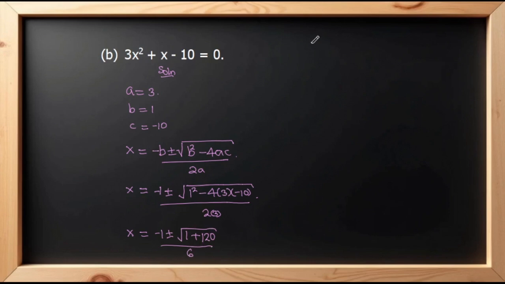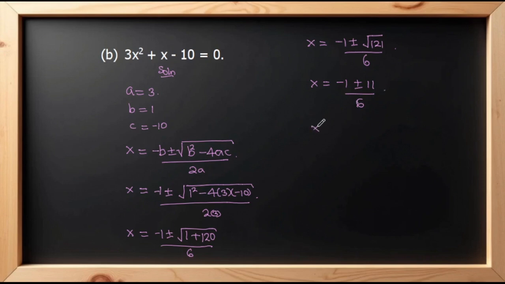Now let's transfer up here, and we have our x equals negative 1 plus or minus. So inside this root sign we have 121 all over 6. And when you get the square root of 121, we get 11. So we have here 11 over 6.